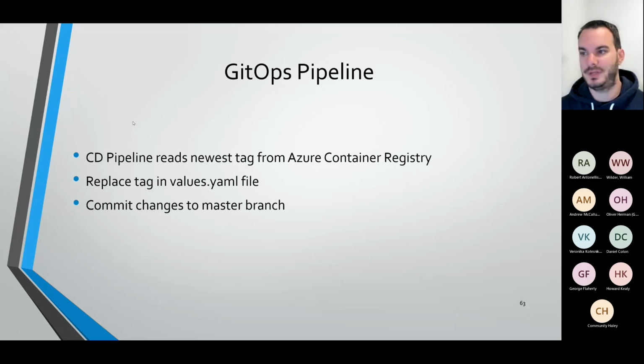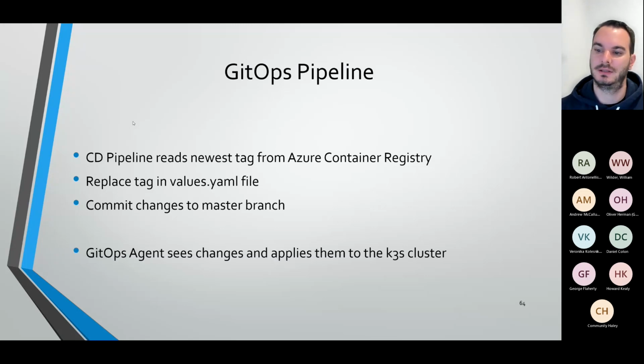And then we have a CD pipeline for this GitOps repository. What this pipeline does is read the newest tag from the Azure Container Registry, and it replaces the tag in the values YAML file. That's part of the Helm chart. And then it commits the changes. With this approach, we can always have the newest version deployed on the cluster. Since we made changes, the GitOps agent sees that and pulls the changes inside the cluster and applies them to Kubernetes.